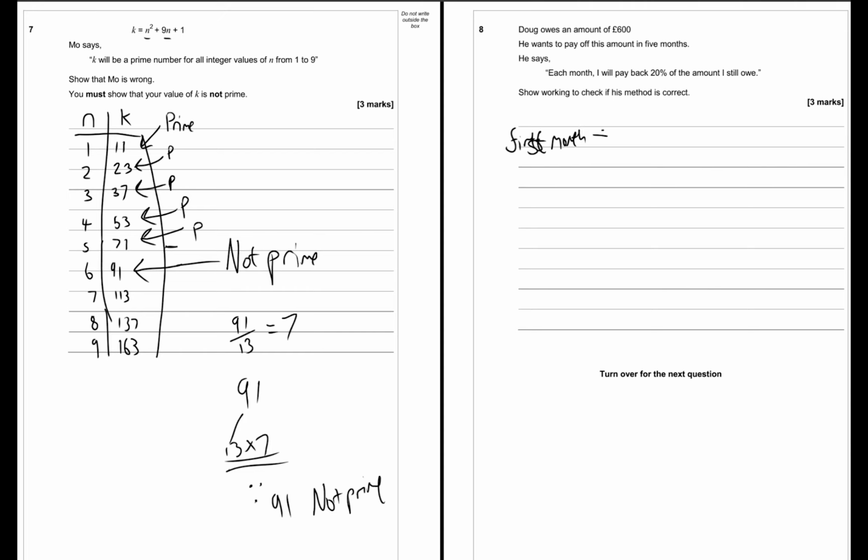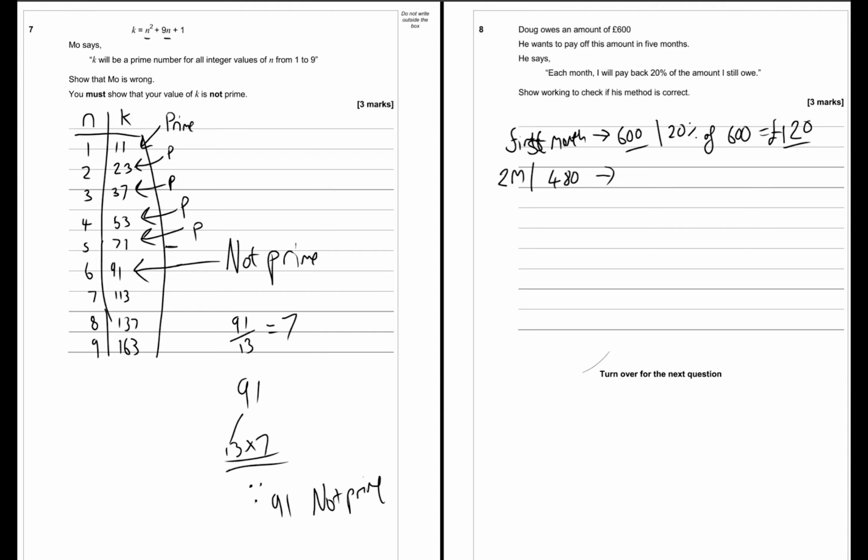So he starts with 600. Okay, and he's going to pay back 20% of this. So what is 20% of 600? 20% of 600 is 600 times 0.2, which will give you 120. Okay, so he pays back £120 in the first month. So in the second month, let's call it 2M for second month, he's going to have 600 minus 120 left. So what's 600 minus 120? It's 480. So he's got £480 left.